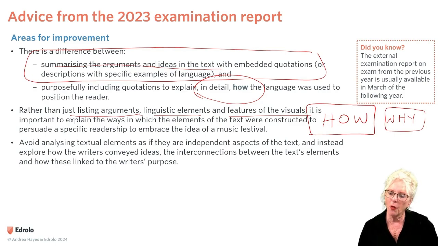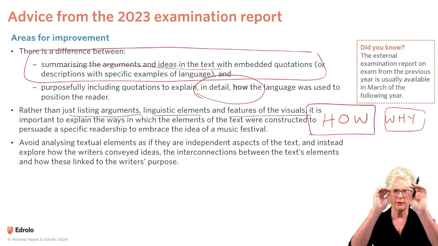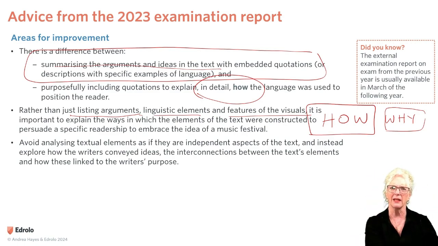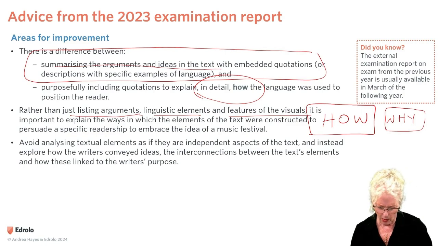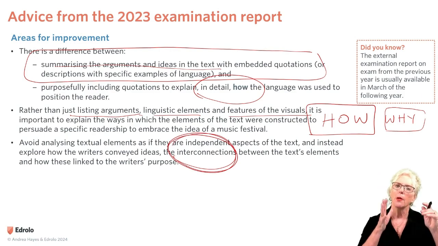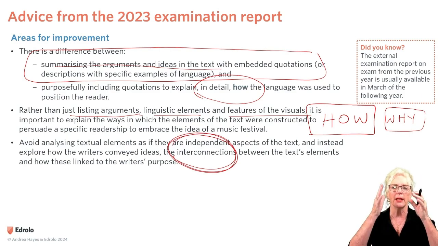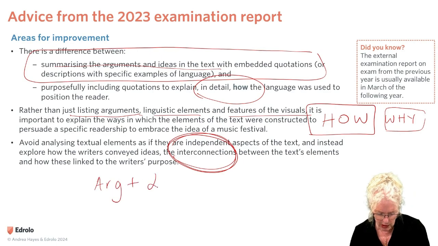Okay? Avoid analysing textual elements as if they are independent aspects of the text, and instead explore how the writers convey ideas and the interconnections and how these link to purpose. So they don't want you to just talk about the visual, but not connect it to the argument or the purpose. So I think one of the really big important things here is the interconnections between the text elements, between the arguments, the language, and the form features.